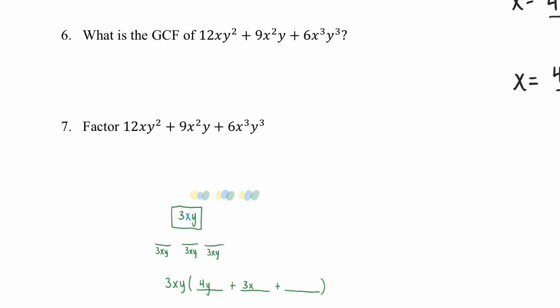And then last part here, so we got 6 divided by 3, that would give you 2. You've got x cubed divided by x. That would give you x squared. And then you've got y cubed divided by y. So that'll give you y squared there. So this would be your answer for number 7. That's all they're looking for for number 7.